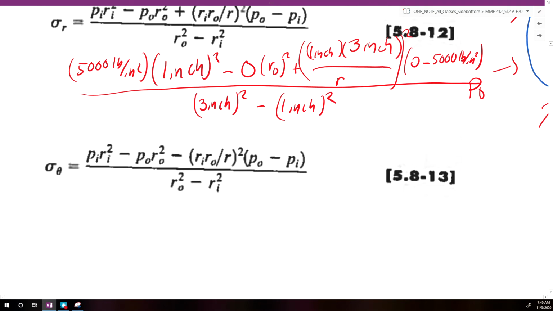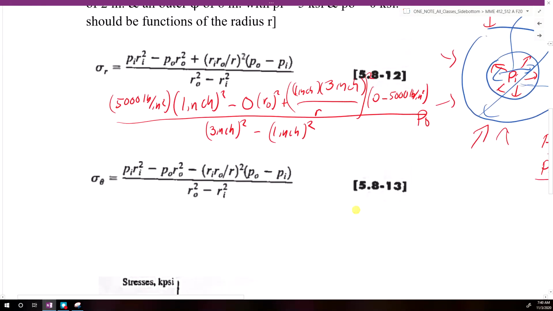If we evaluate all of this for sigma r, what we end up getting is sigma r is going to be equal to 625 pounds per inch squared minus 556.25 pounds divided by the radius squared.